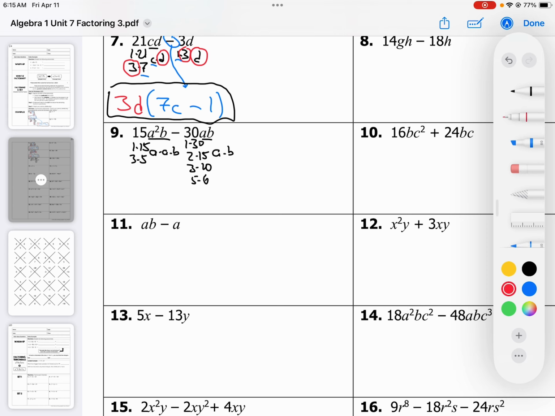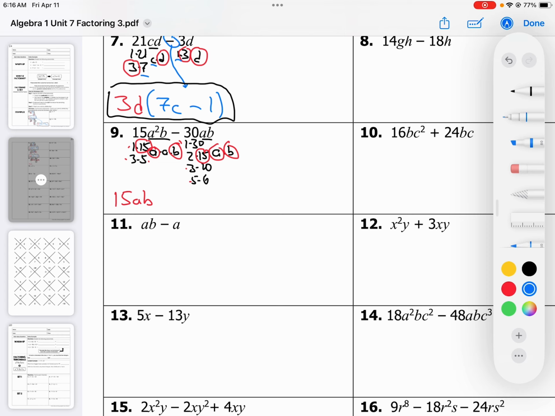So looking at these, they're going to have a lot of numbers in common. They both have 1, they both have 3, they both have 5, but the biggest one that they both have is 15. So we all got to make sure we're getting the biggest one. I also see that they both have an a, so I'll put an a with it, and they both have a b, so I'll put a b.